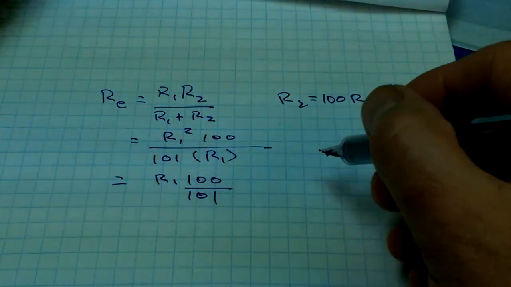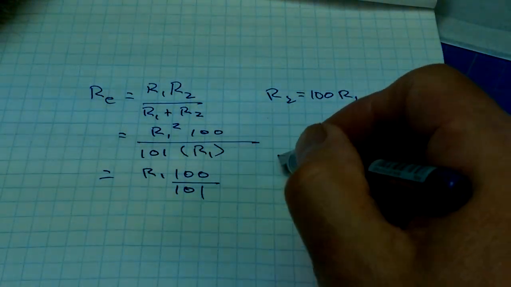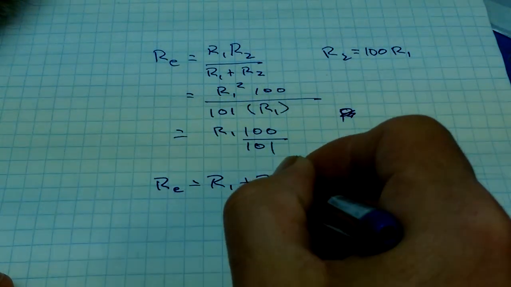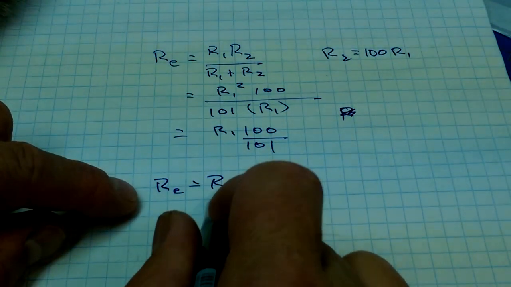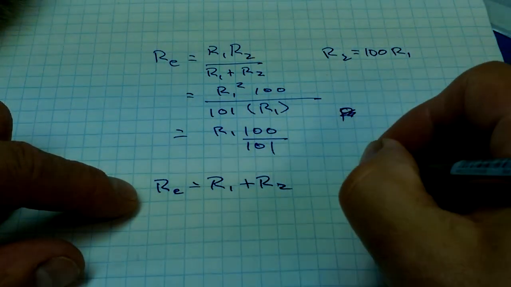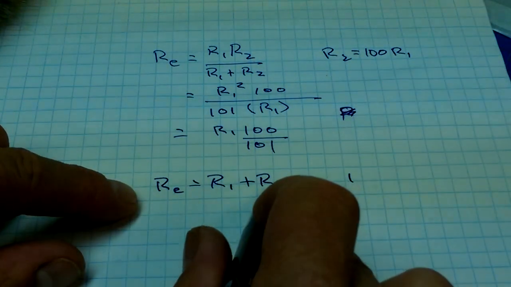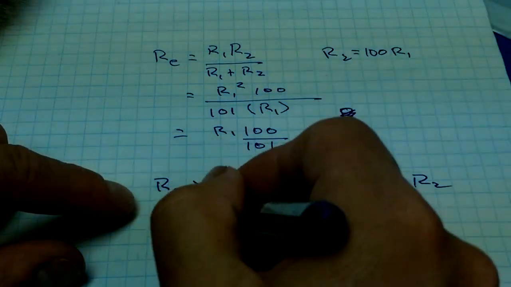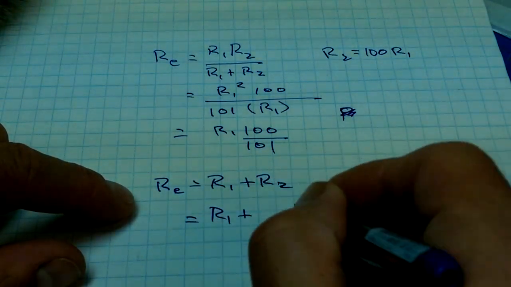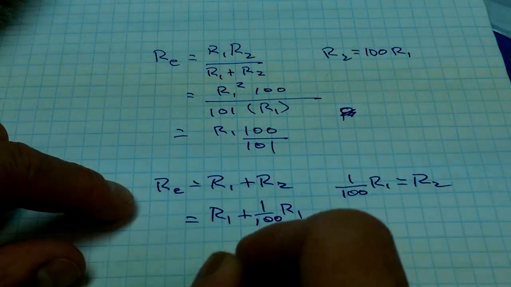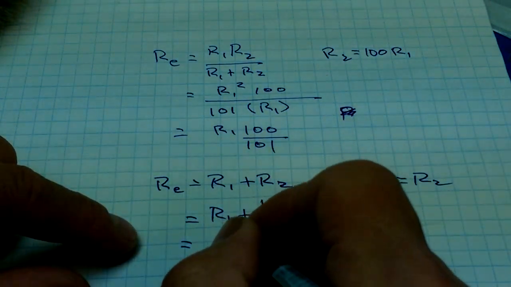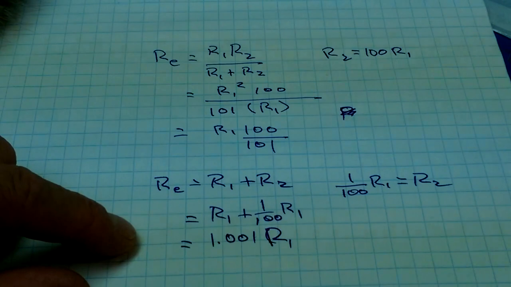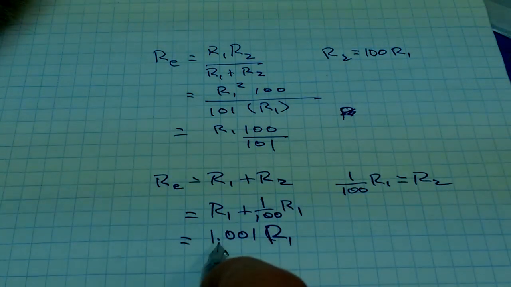To make a resistor larger, you put them in series, and series is even simpler. R equivalent is equal to R1 plus R2. So if you've got a resistance R1 and you want to make it 1% larger, then if you make R2 100 times smaller than R1, so that's 1/100th of R1 is equal to R2, then you've got R1 plus 1/100th of R1. So that's equal to 1.01 times R1, or one part in 100.